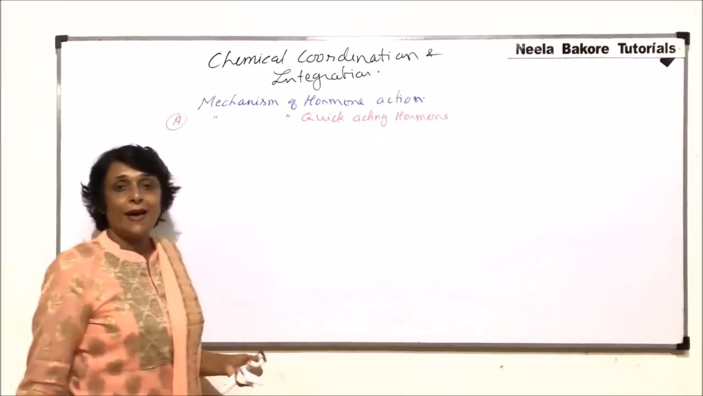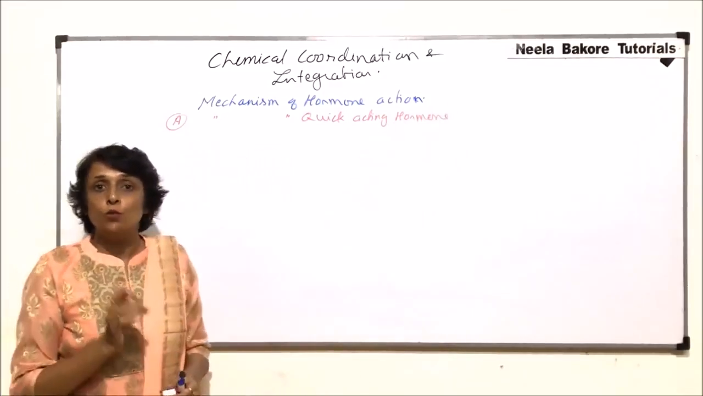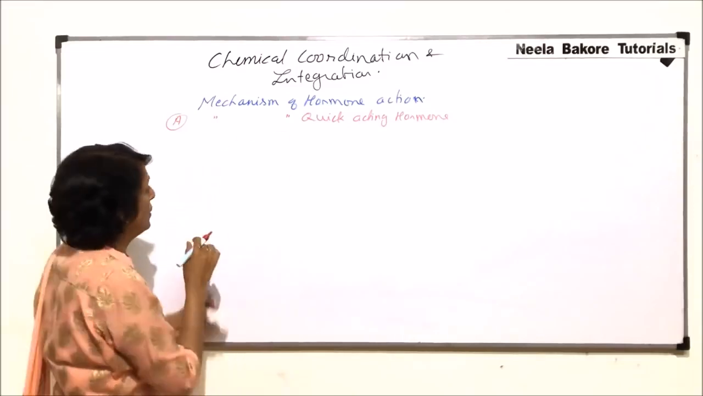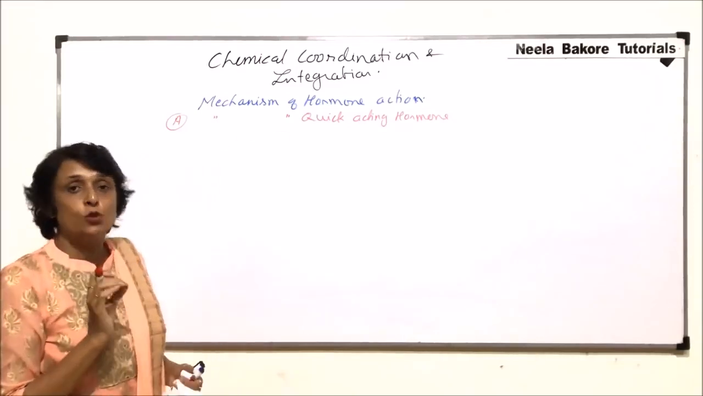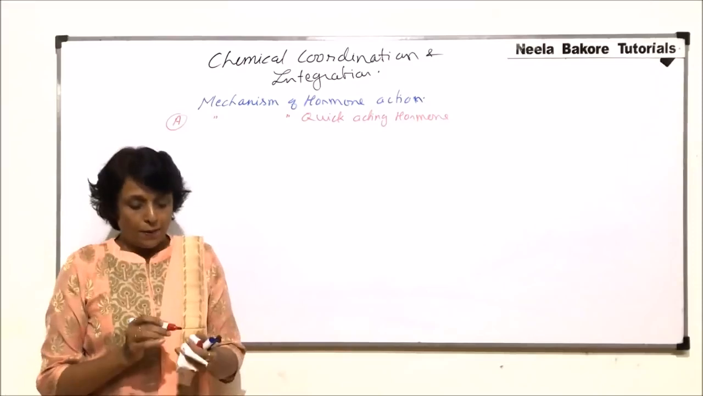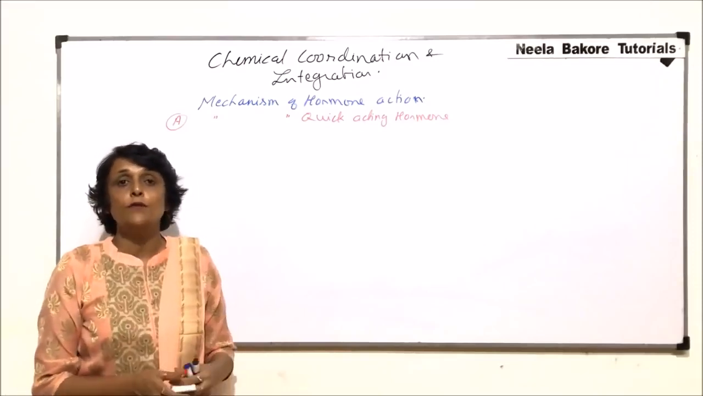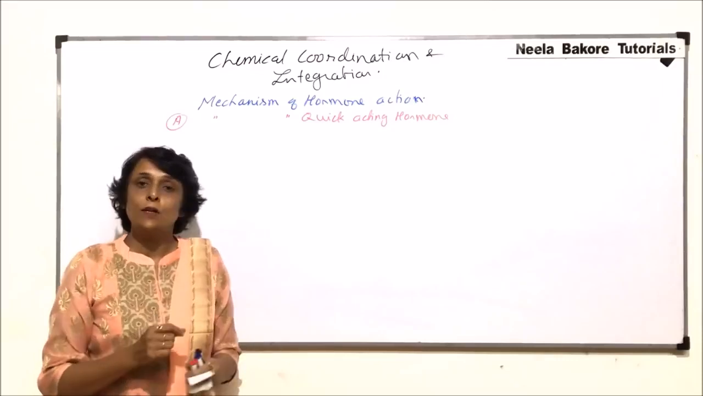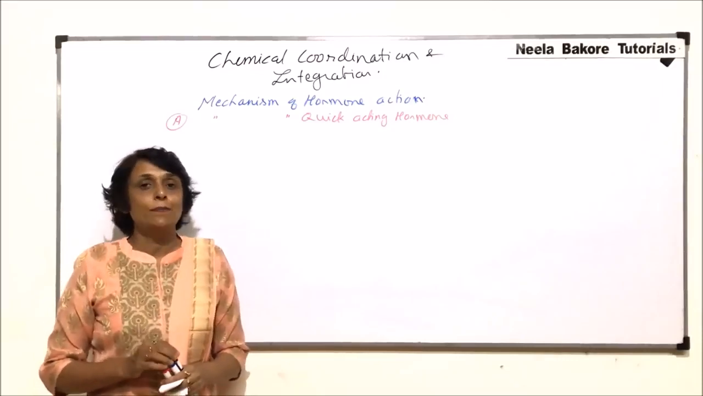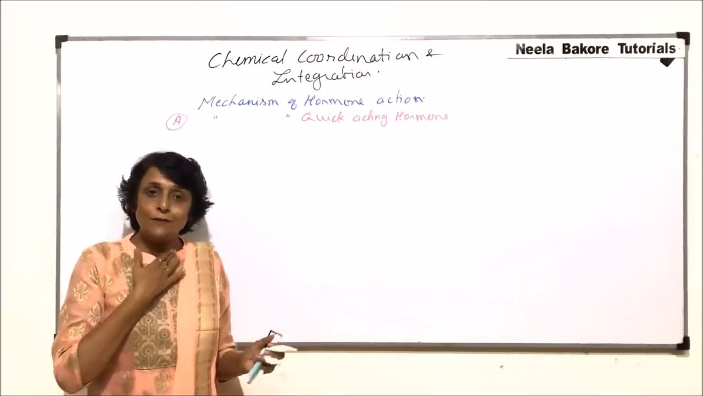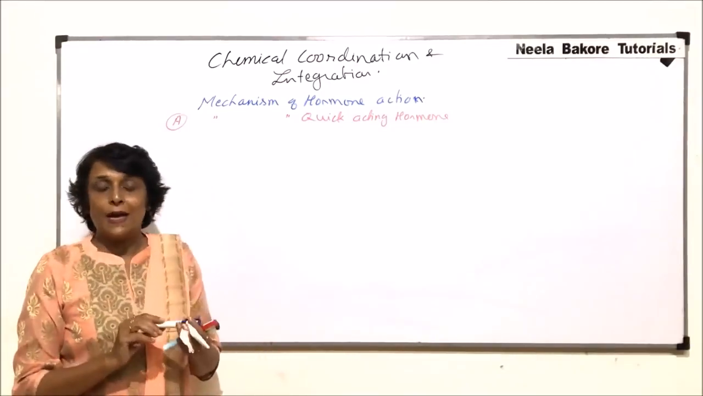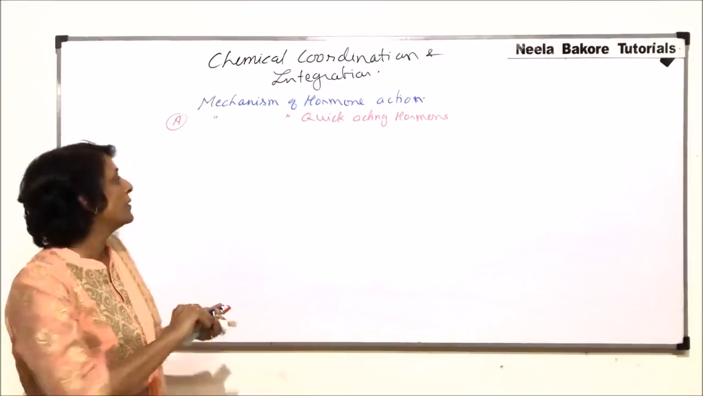So how do these quick acting hormones work? The mechanism of hormone action of quick acting hormones. Here we will take two examples. One example we would be discussing would be of adrenaline or noradrenaline, which we call the catecholamines, and the second example we would take is of insulin, and after that we would come to slow acting hormones. But before that we need to understand a few important things.